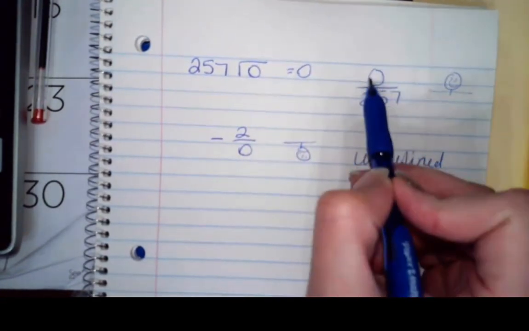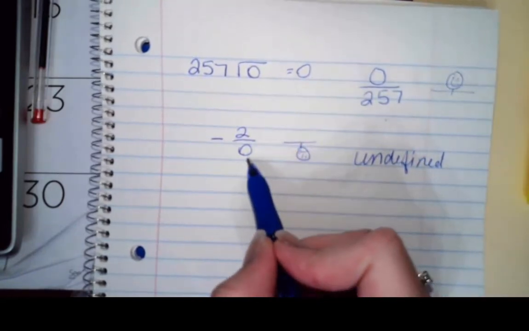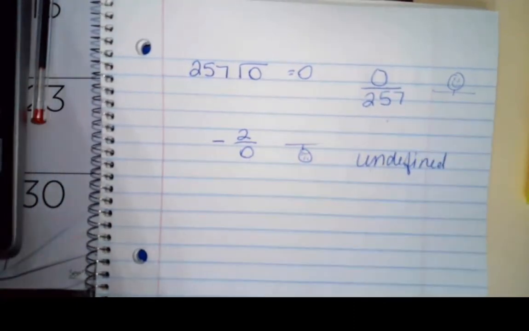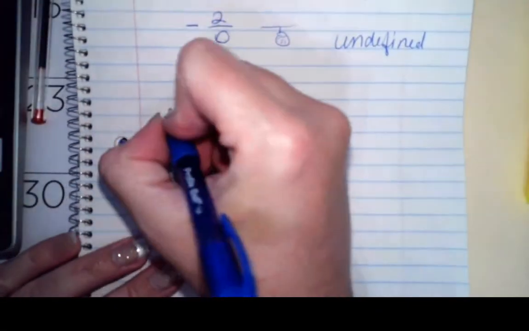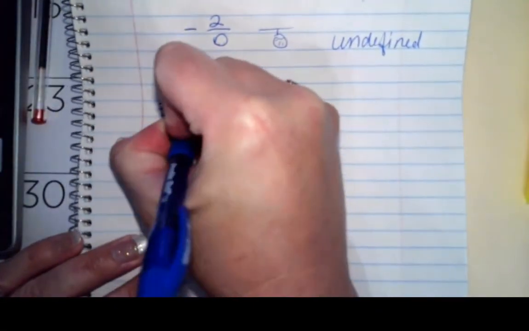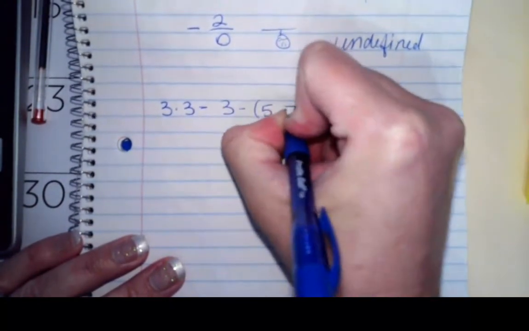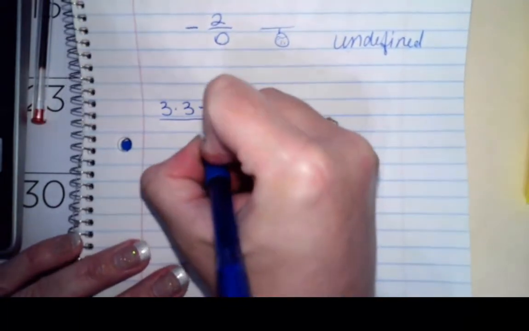So 0 in the numerator is just fine. That's an answer of 0. 0 in the denominator is not okay. It is undefined. It is impossible. Okay, so let's try some scary ones. We have 3 times (3 minus 3) minus (5 minus 7) over 3 times 7 plus 7.